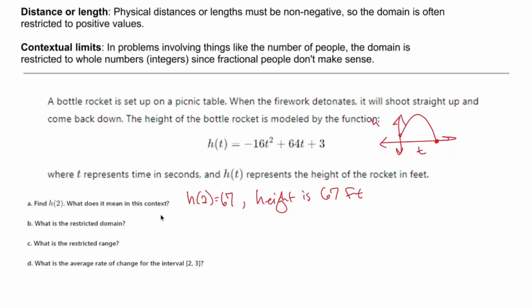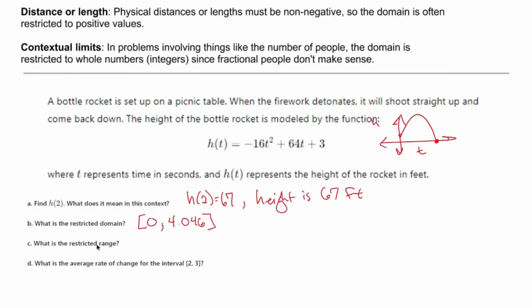What is the restricted domain? Again, that meant what are we allowed to plug in? Well, we can only plug in from the moment it fires off to the moment it hits the ground. And we said that the moment it fired off was 0. We're allowed to include 0. And the moment it hit the ground was a terrible decimal, but we rounded it to 4.046, and we can close that off there because we are allowed to hit the ground.